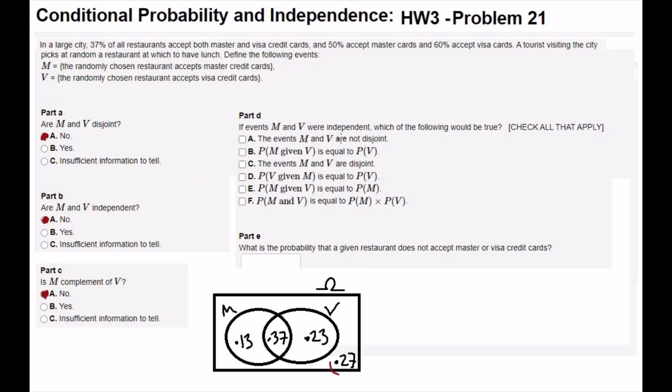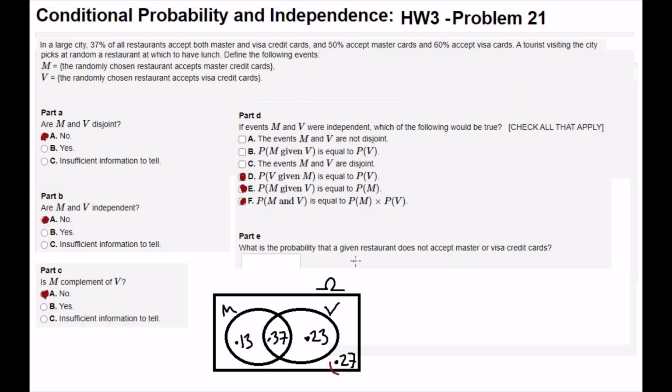If events m and v are independent, which of the following would be true? If two events are independent, then probability of v given m is probability of v, m given v is probability of m, and their intersection is their product. The rest is wrong.